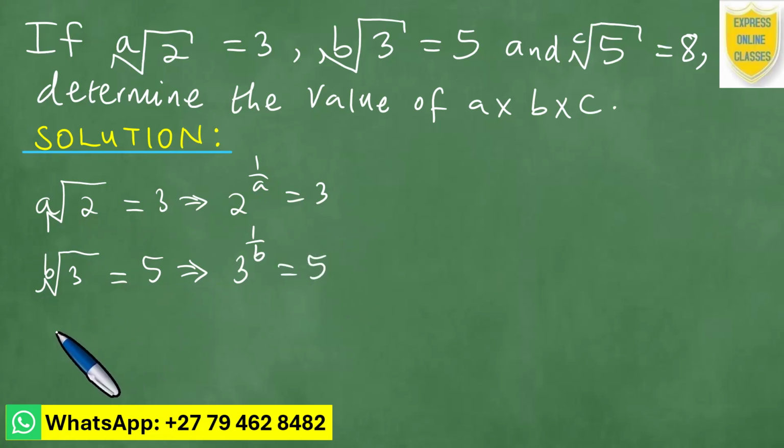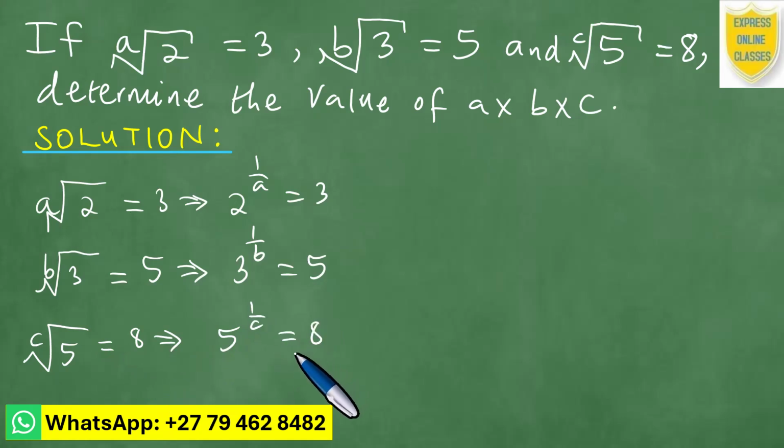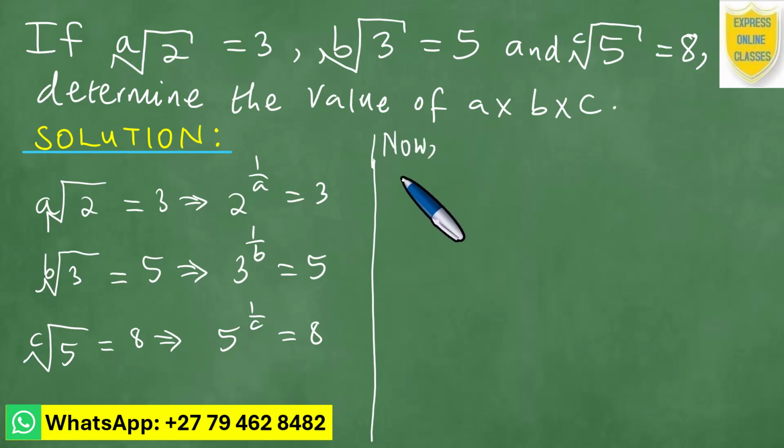Next, we also have the cth root of 5, which equals 8. And this implies that 5 to the power 1 out of C is equal to 8. And so, with this, we continue as follows. We can divide the board exactly this way. Immediately, we are able to observe that now we would have exactly the following.